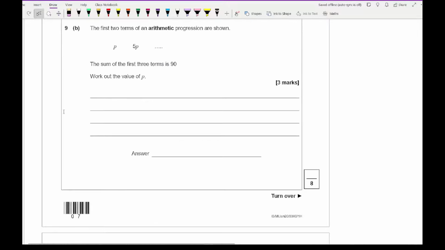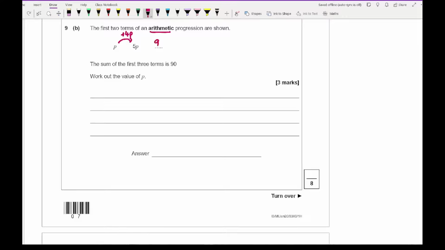For question 9b, it says that the first two terms of an arithmetic progression are shown. So we've got p and then 5p, and then we don't know what this is. And it says the sum of the first three terms is 90. Work out the value of p. So to get from this first term to our second term, what have we done? Well, we've added 4p. Now, how do I know it's added 4p rather than multiplied by 5? It's because it's an arithmetic progression, which means that you're adding or taking away from one term to another to work out what the next term is going to be.